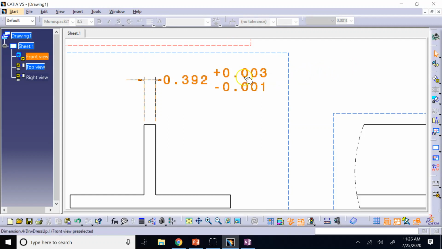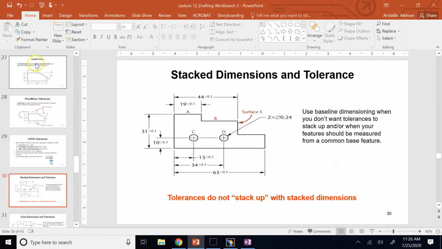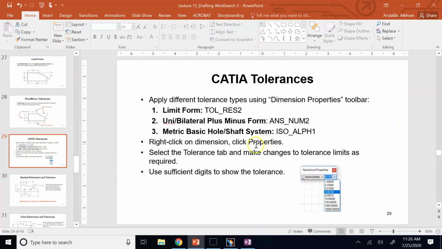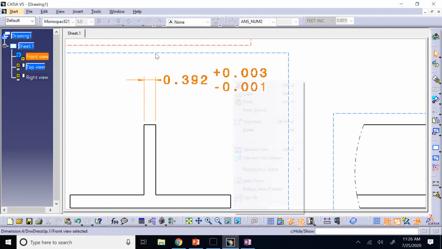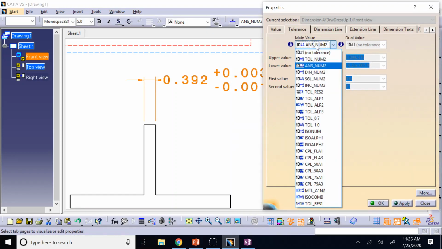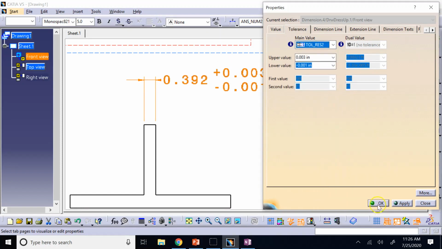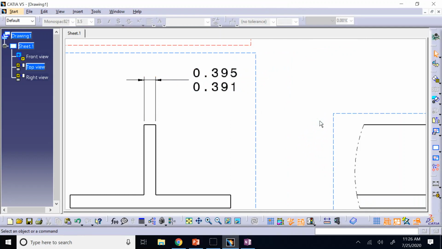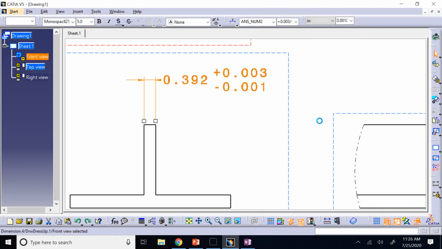Now, as I said, the other way to do it is using the limit form, which I don't recommend, but I'll show you how to add a limit form, and in CATIA it is called TOLRES2. So here, instead of method ANSNUM2, we'll find TOLRES2, which is this guy. And look. Yes, you show the upper and lower limit. Again, I don't think that's a good idea, but that's if you want to do it.